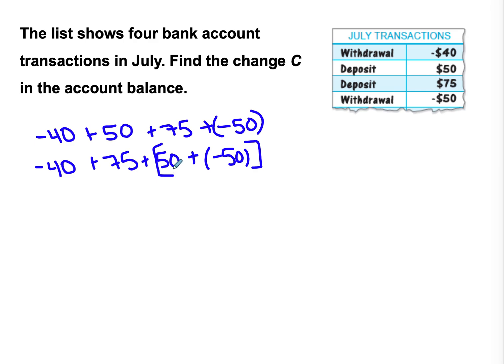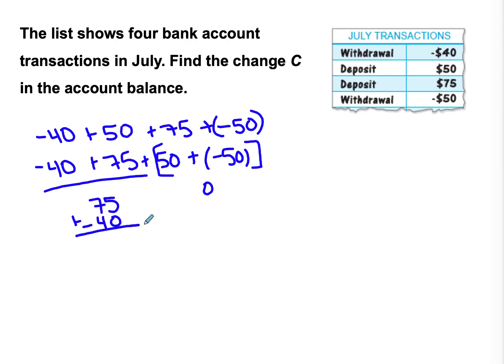All right, now I'm ready to add. 50 plus negative 50, that part's 0. So I basically can ignore it and then just do this part of the problem. Negative 40 plus positive 75. Since I have 2-digit numbers, I'm going to rewrite that problem. Since it's like subtraction, I'm going to write it vertically. 75 plus negative 40.